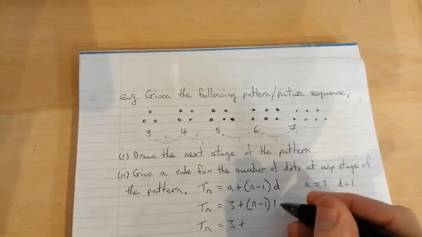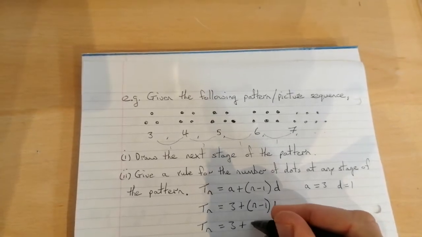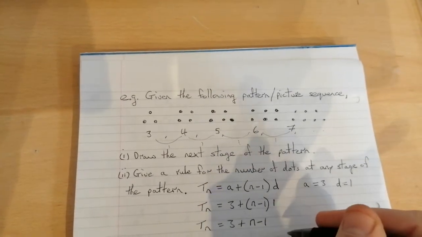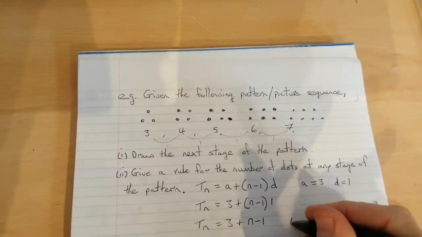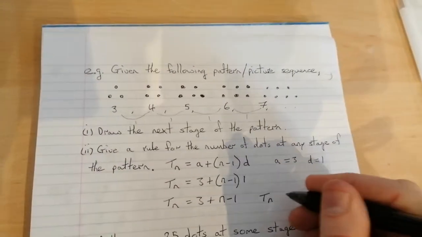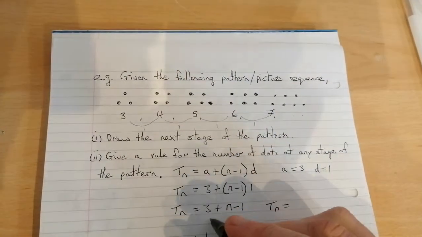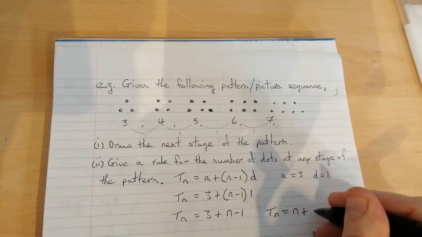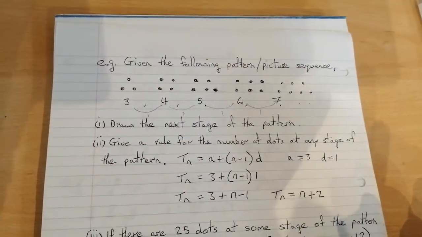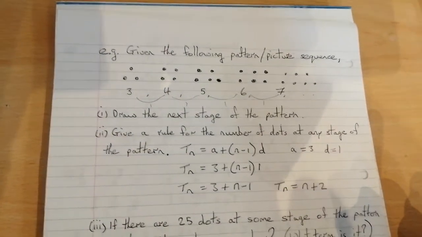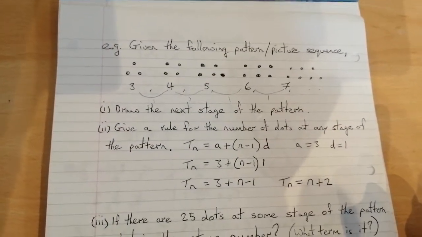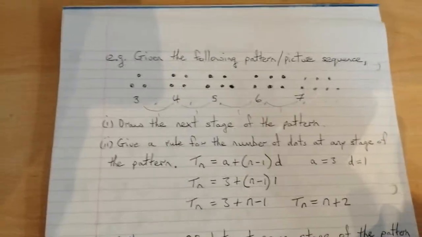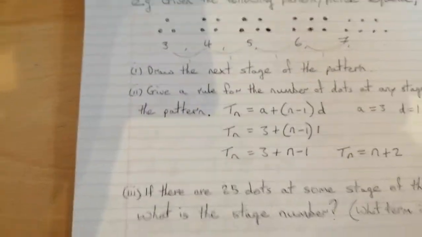3 plus, well, n minus 1 times 1 is just n minus 1. And then I can tidy it up a little bit more. Term n is equal to 3 take 1 is 2. So it's n plus 2 or 2 plus n. Really, the order that you write that in is irrelevant. N plus 2 or 2 plus n would be equally correct, equally valid. Okay, so that's your rule there.